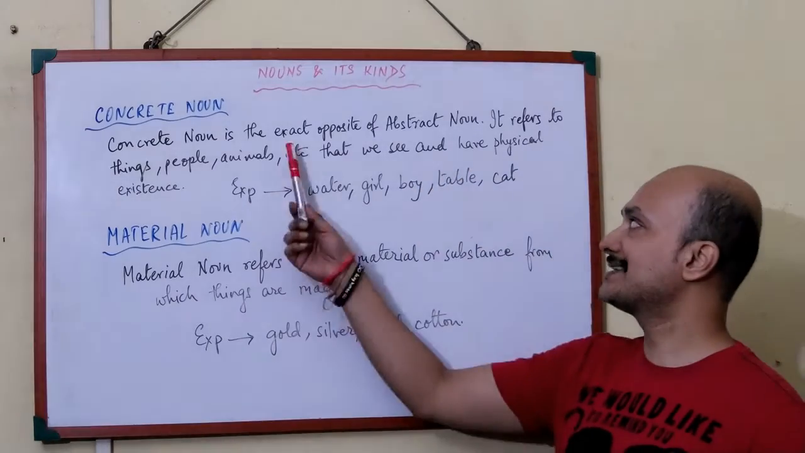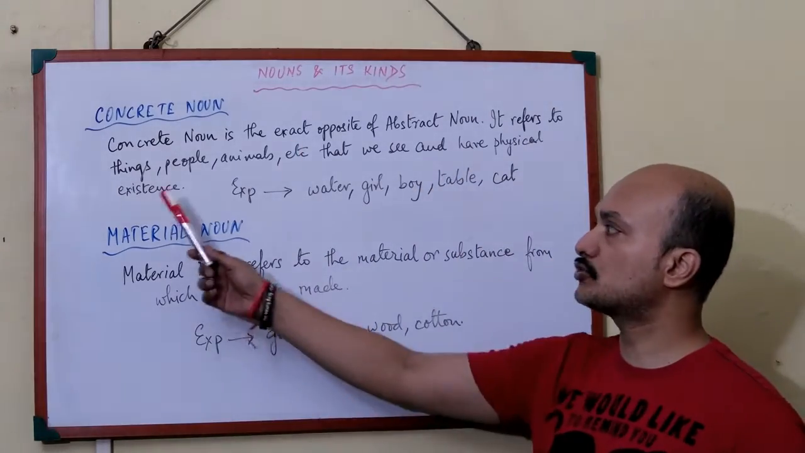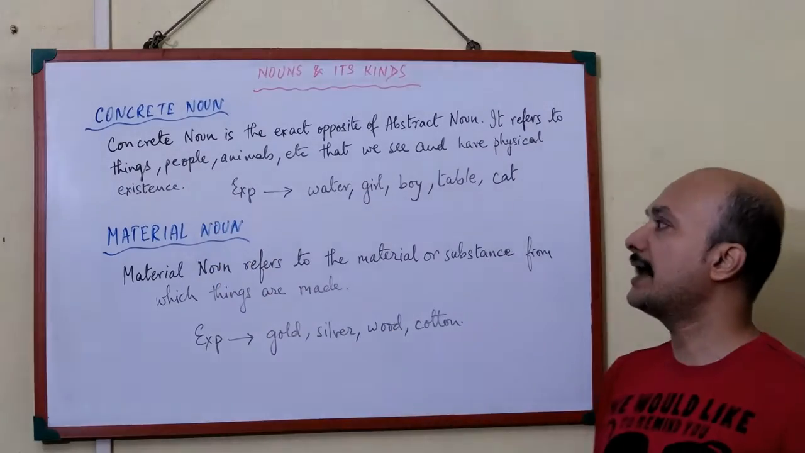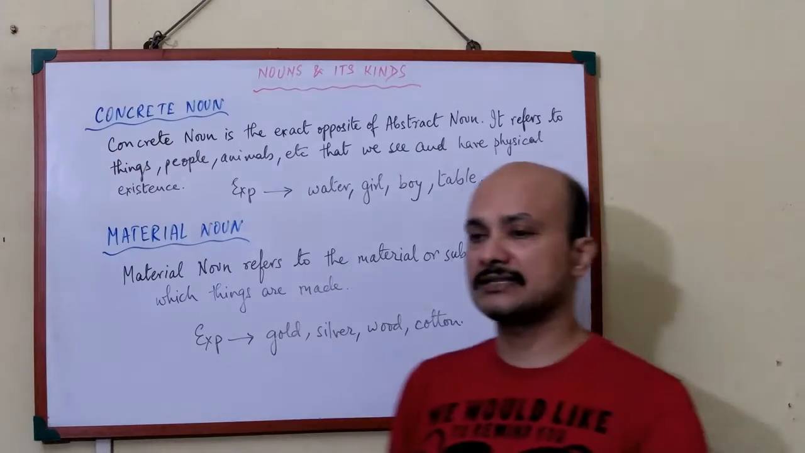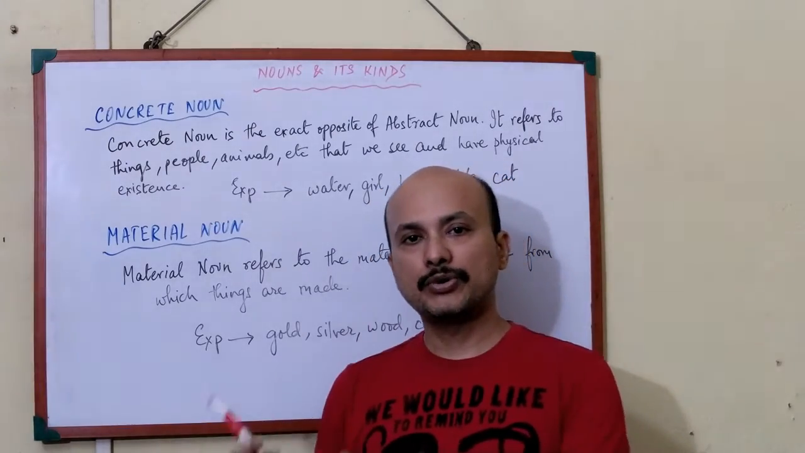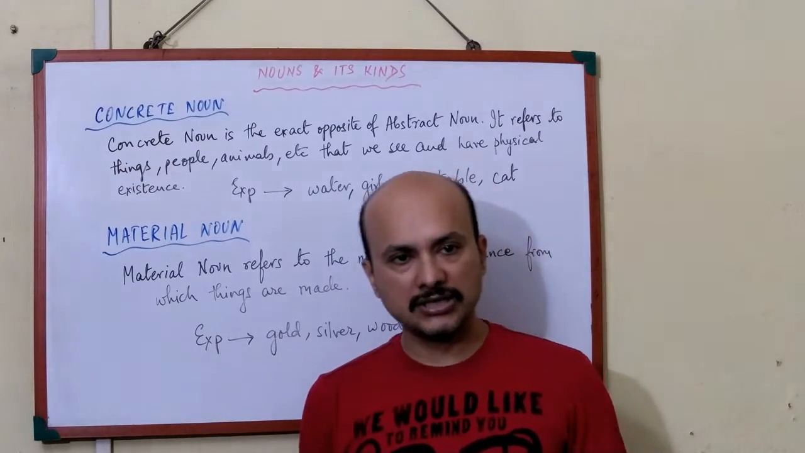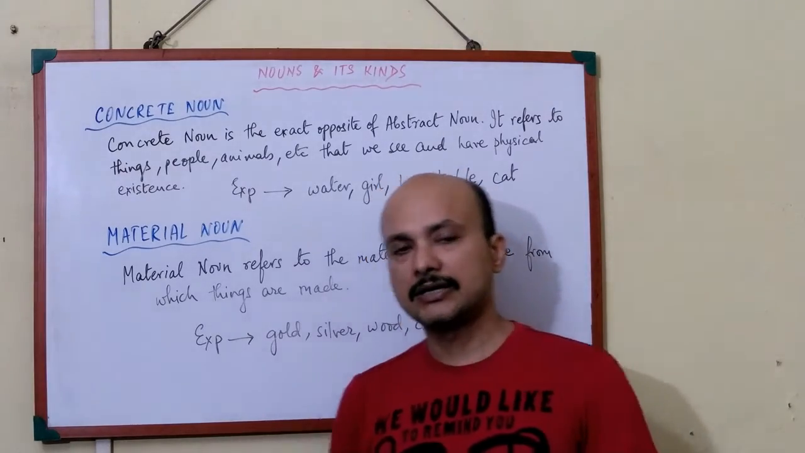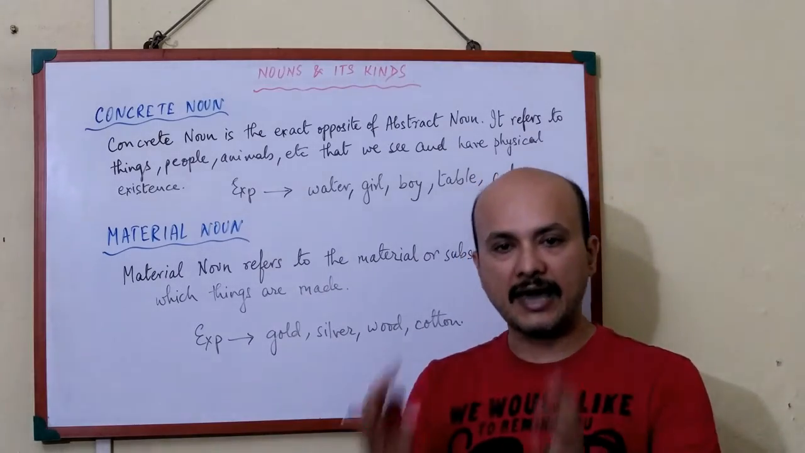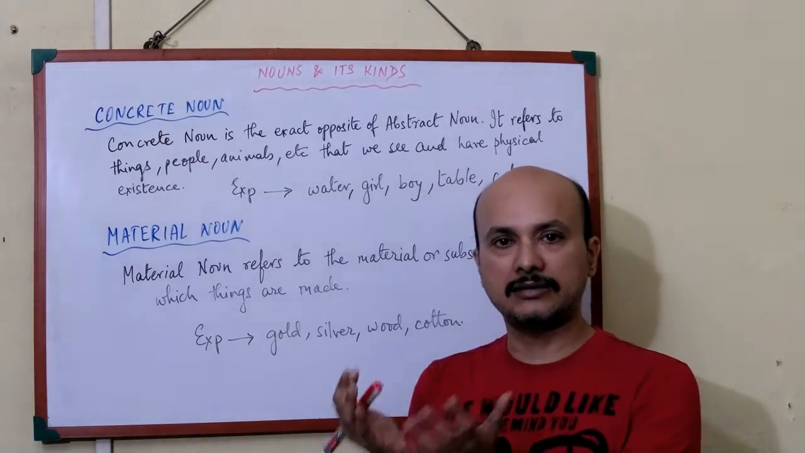So that's what is written. It's the exact opposite of abstract noun. It refers to things, people, animals, etc. that we see and have physical existence. They have physical existence, just like this pen, just like me. So you can physically see those things, you can physically touch those things. They are concrete nouns. They are in existence. They have existence. They are here.